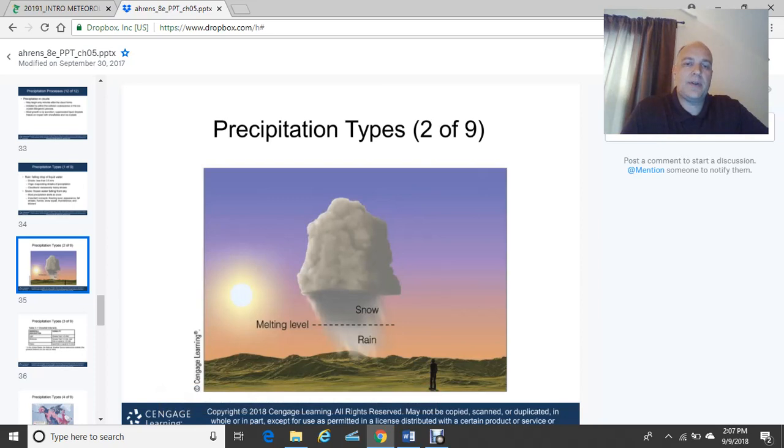So here's an example, again, of what I was explaining, how most precipitation starts off as snow. You see where the melting level is in this diagram. Anything above that melting level line is snow because the temperatures are below freezing. And then as the snow falls below the melting level, this is where that snow quickly melts into rain droplets, and then you'll typically just have rain droplets at the ground.